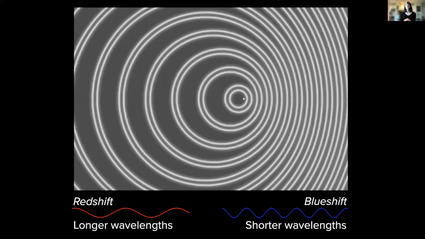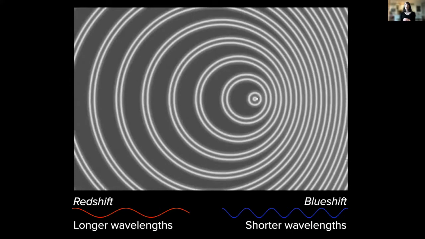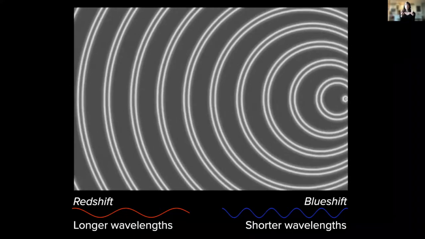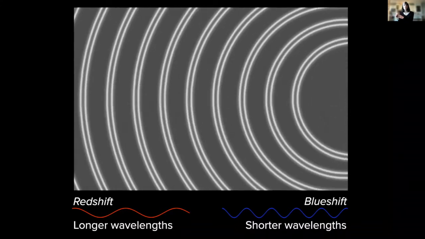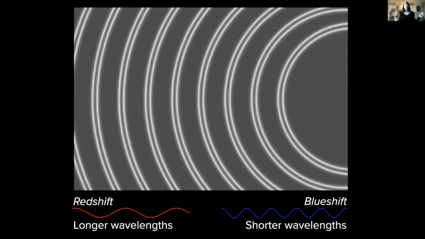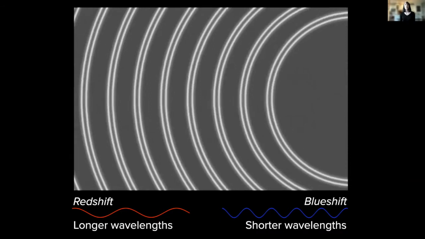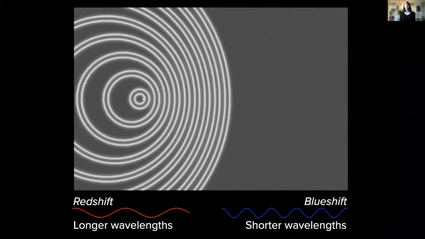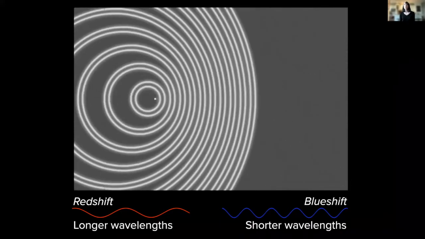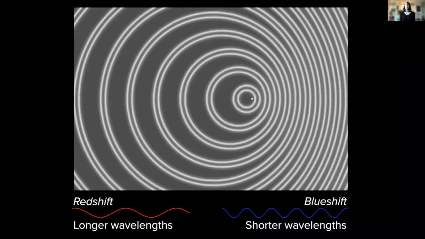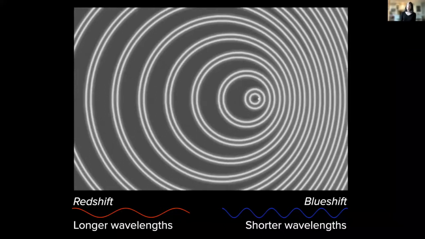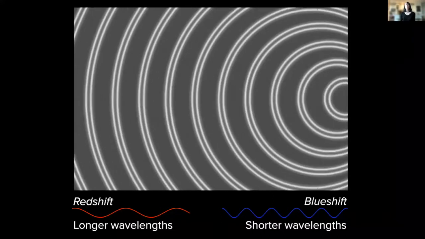You can see in this little animation how the wave fronts of the wave that it emits get compressed in the direction that it's moving and stretched apart. And that causes the light to appear to be blue shifted to shorter wavelengths if the object is moving toward you, and shifted to longer wavelengths, red shifted if it's moving away from you.